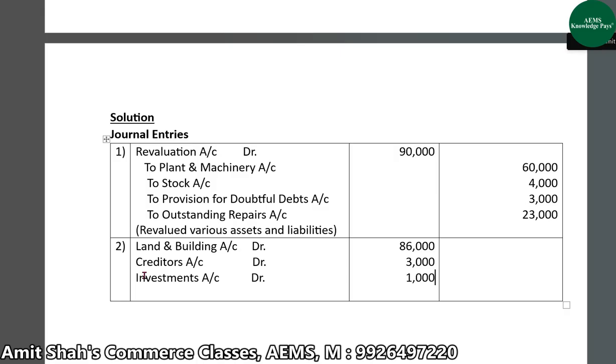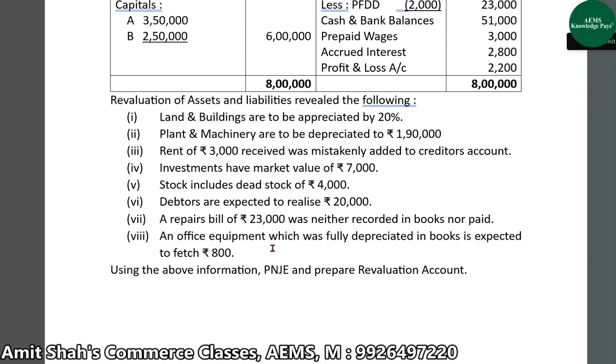So this is how we have increased these two assets, and we have decreased one of the liabilities, that is creditors. These three, that is increase in two assets and decrease in liability, imply profit for us. And to record that profit, we credit revaluation account, right?